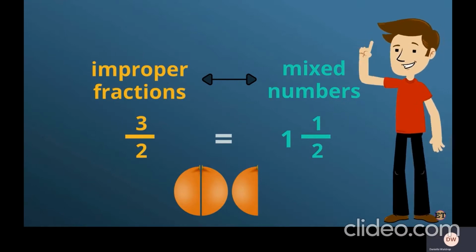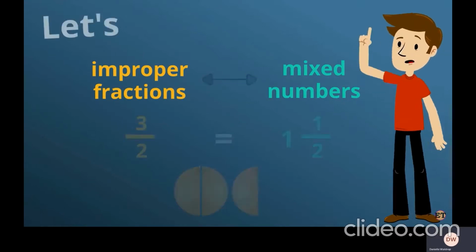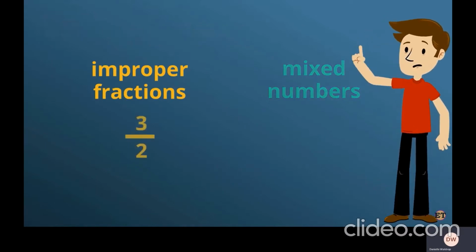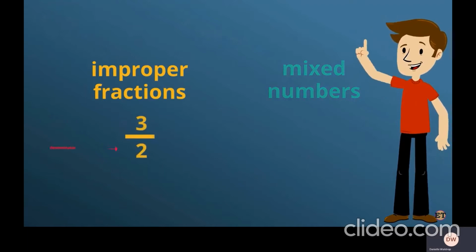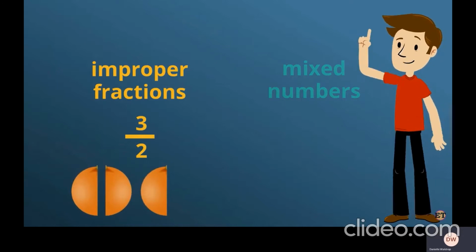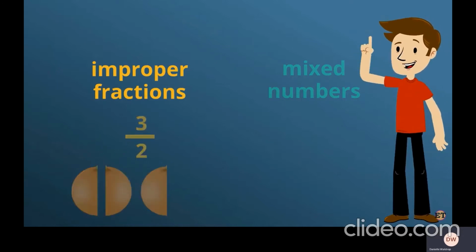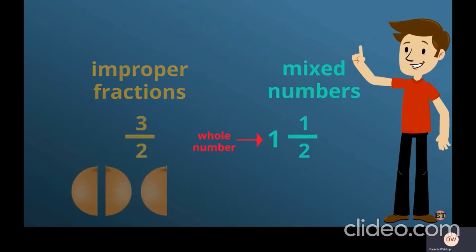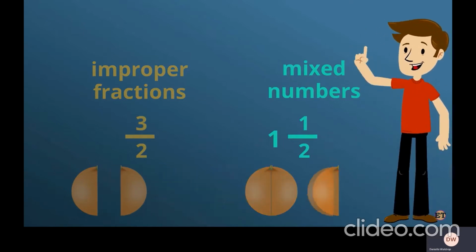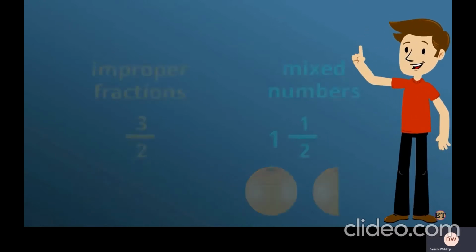Before we start looking at how to convert between improper fractions and mixed numbers, let's quickly review what each is. An improper fraction is a fraction with a numerator larger than its denominator. For example, 3/2. Improper fractions are greater than 1. A mixed number is a mix of a whole number and a fraction. For example, 1½. Mixed numbers are also greater than 1. You can see here that 3/2 and 1½ are equivalent. Let's look at how we can convert between the two.